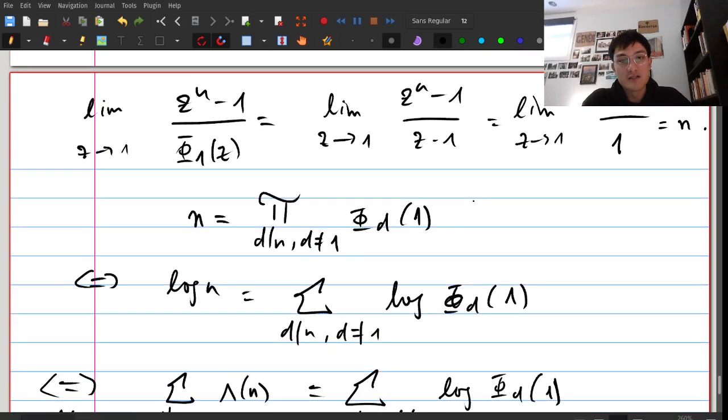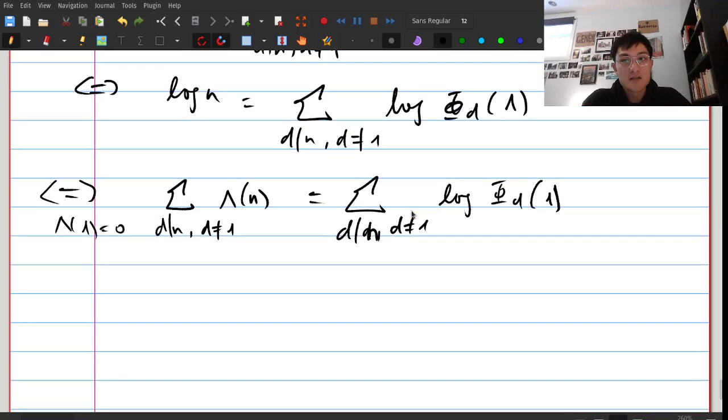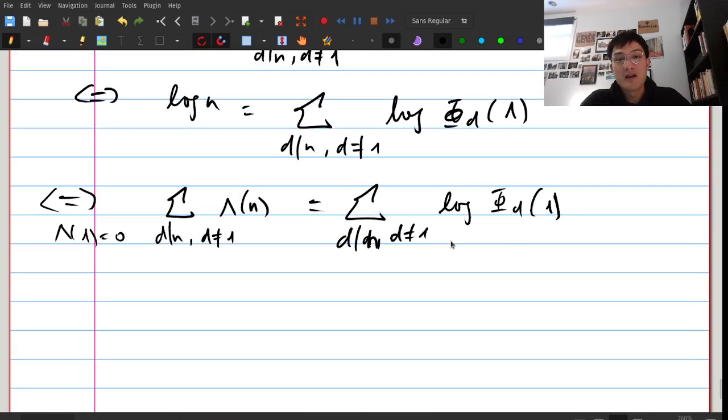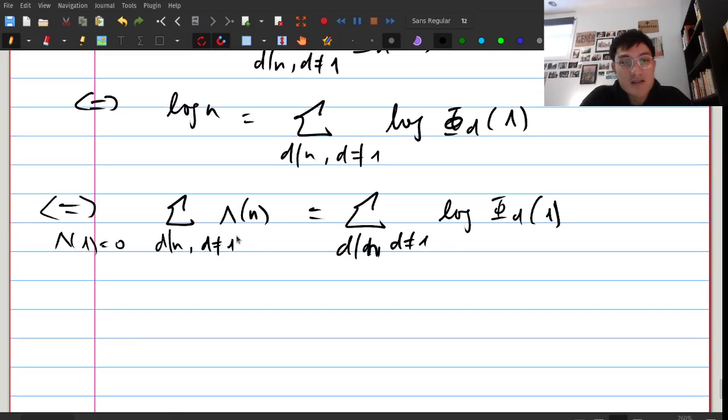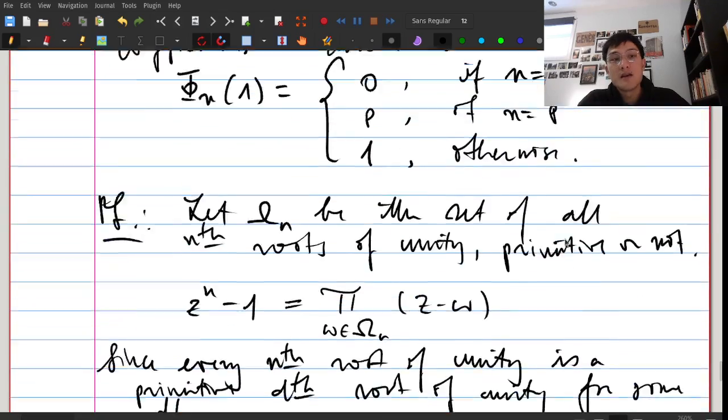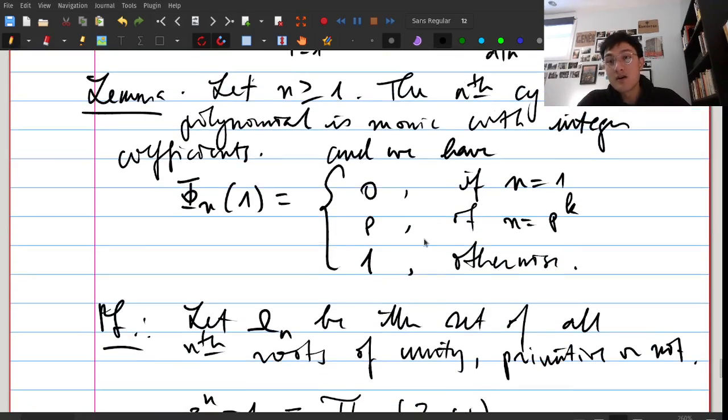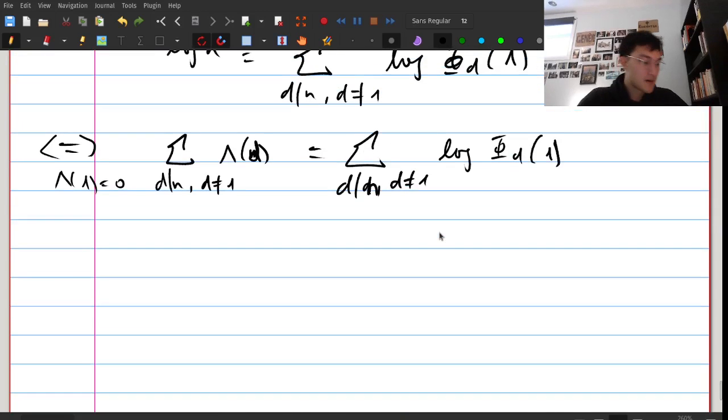So we've actually just shown that this is true, but the claim is that these are actually equal term-wise. If these were equal term-wise, you'd get e to the lambda d is equal to phi_d of 1 for all d, and that's exactly what we wanted to show up here. Lots of typos here. So the claim is that the two sums are equal.